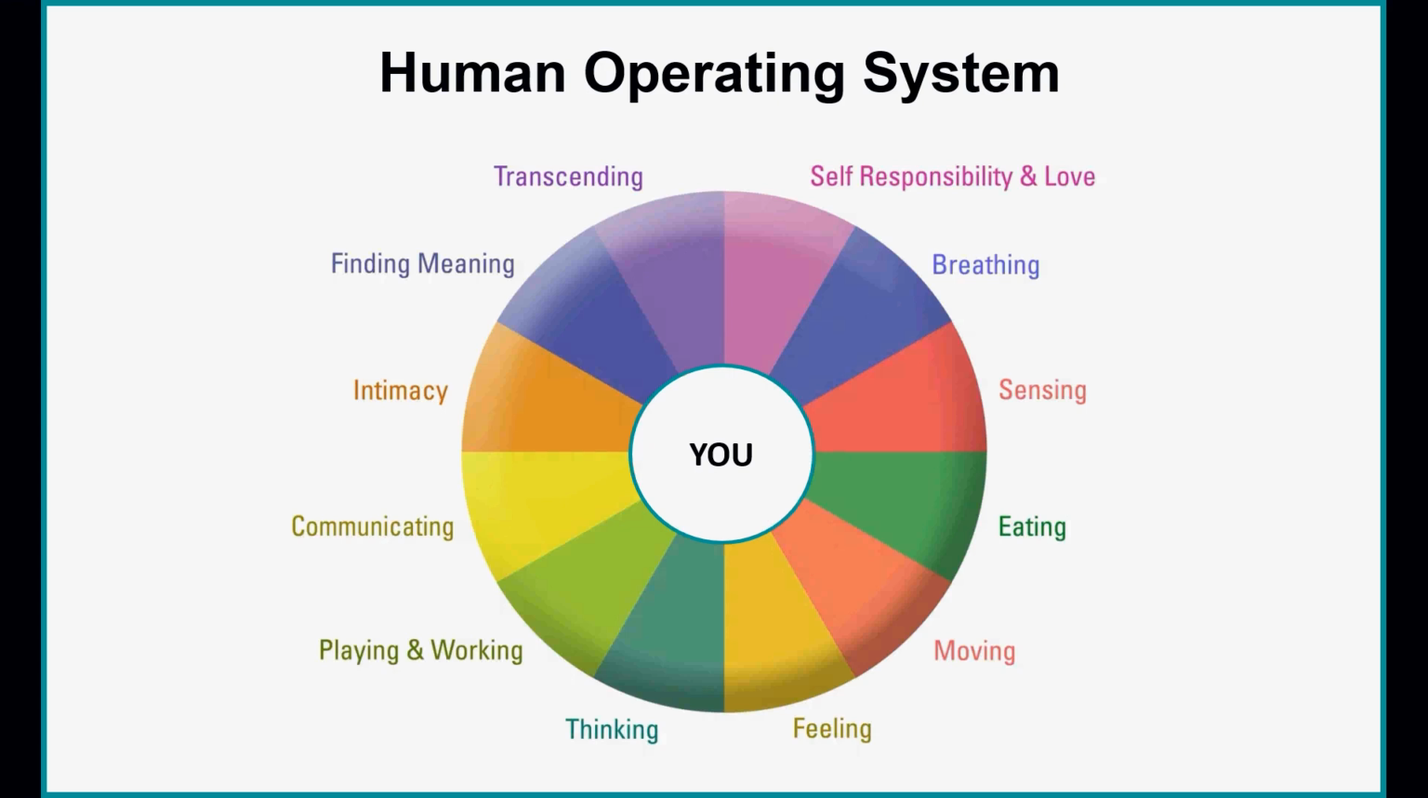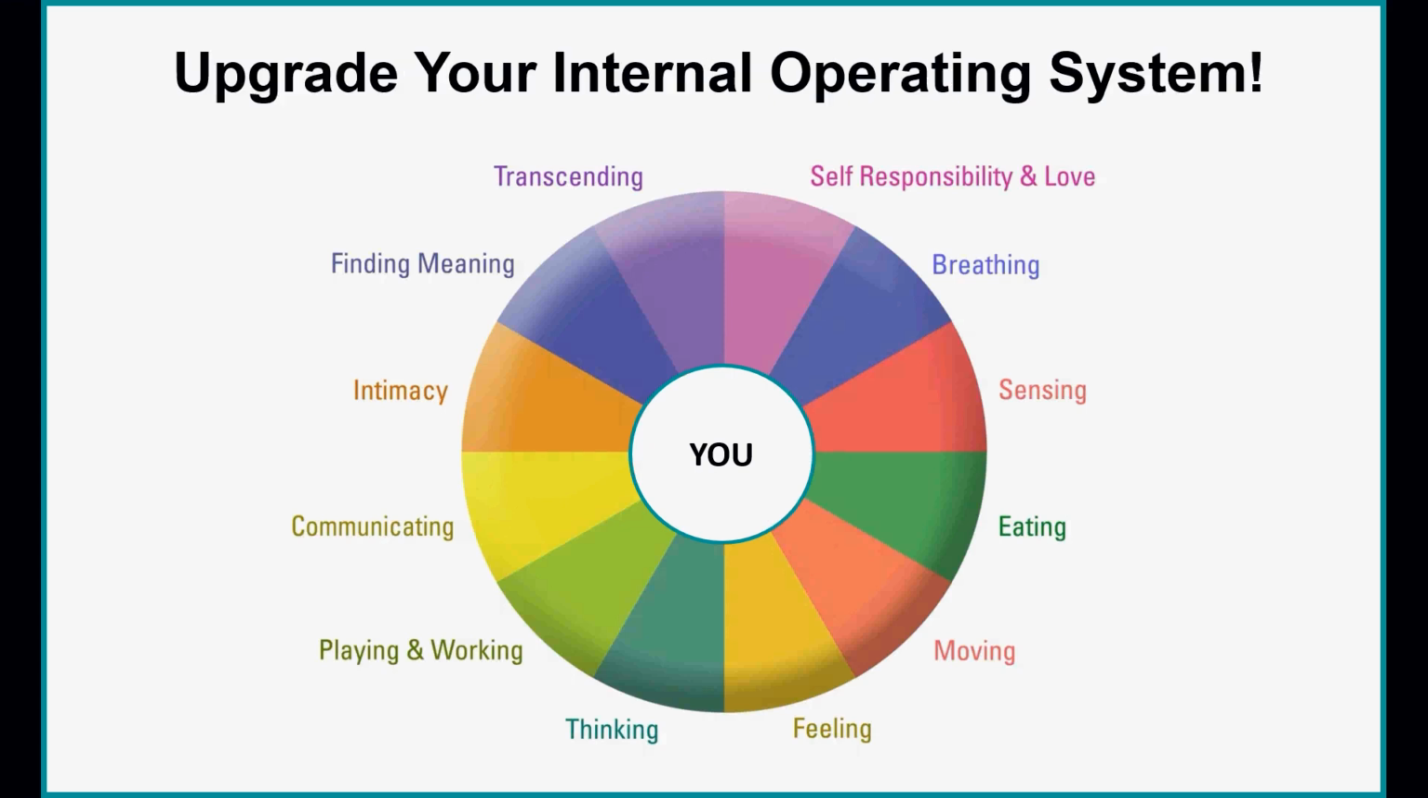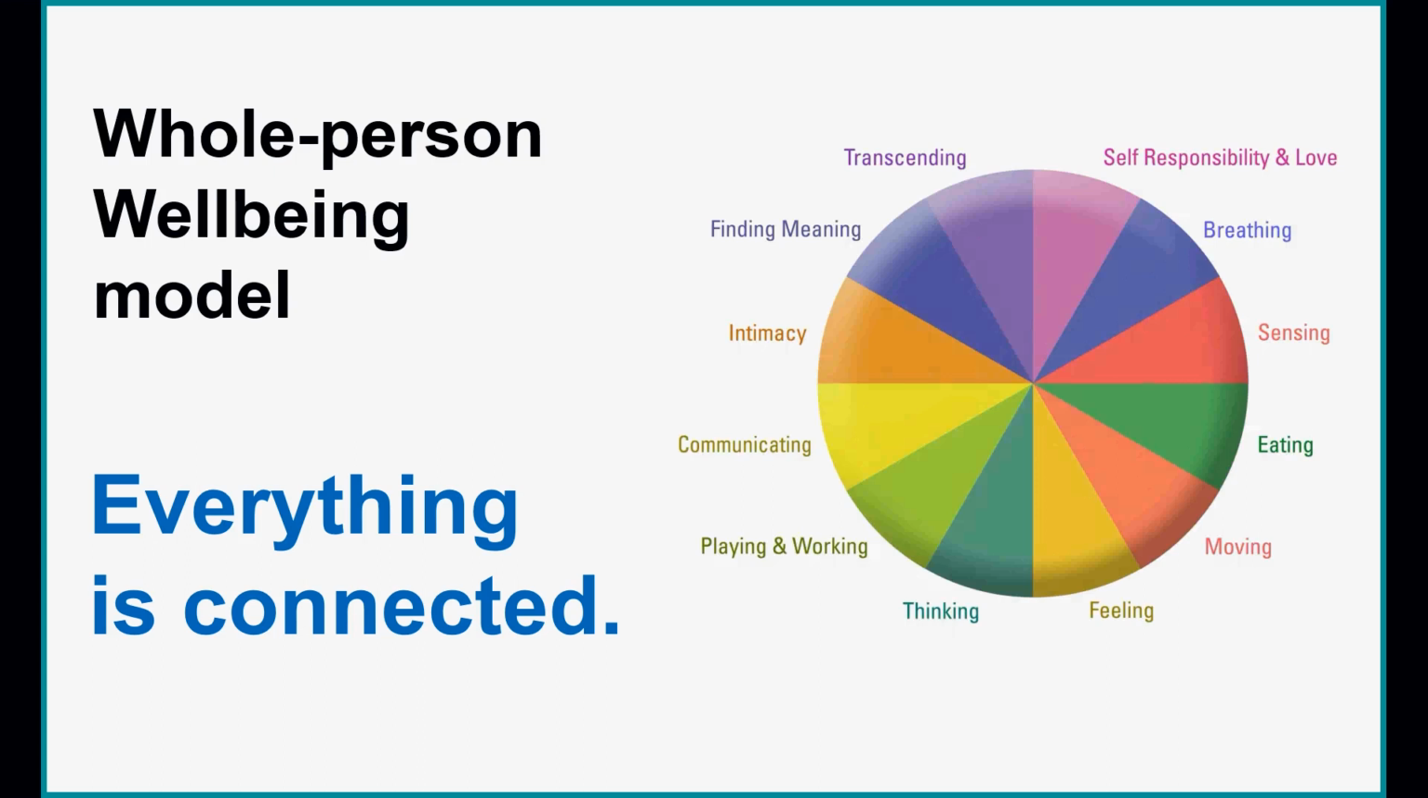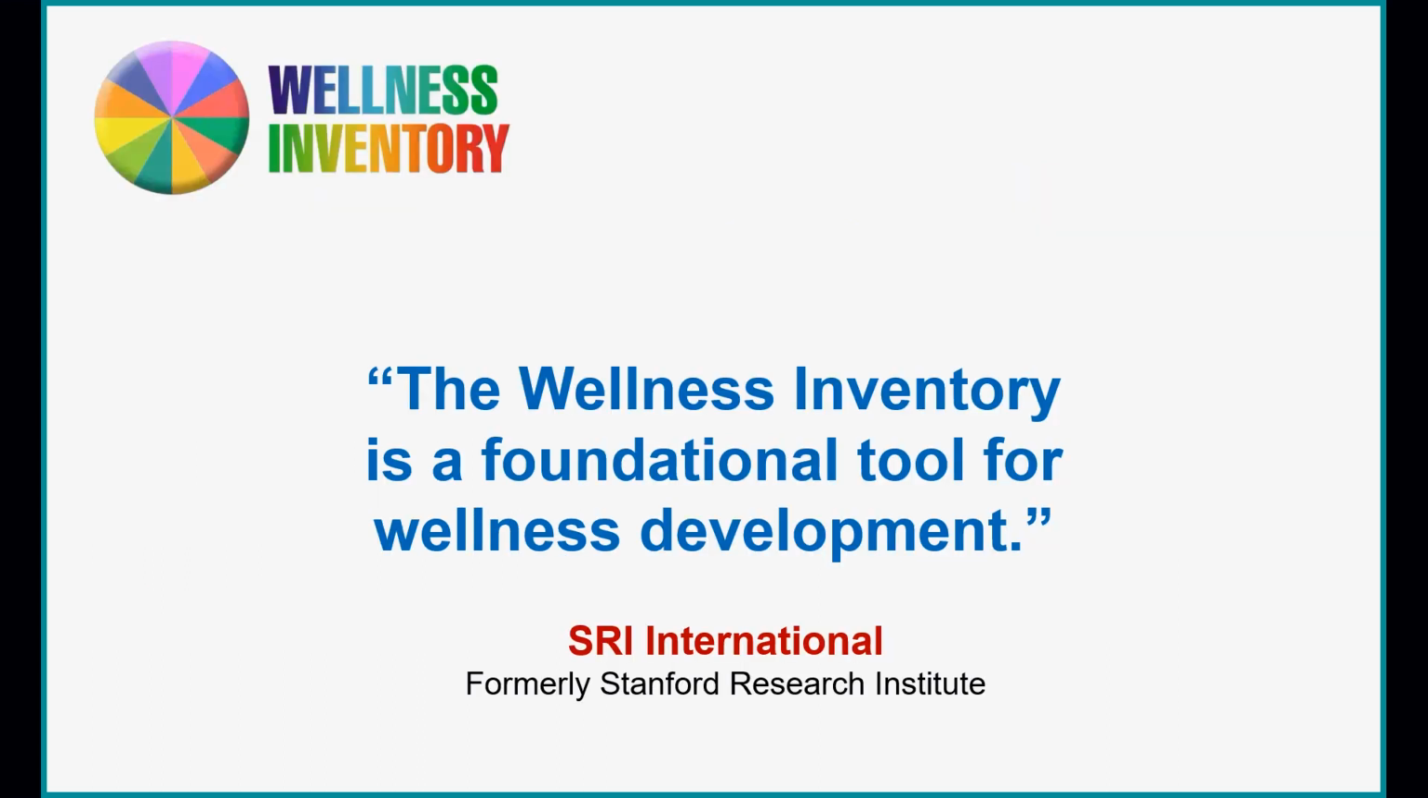But this gives us a much more beautiful and complex view of just really the beauty of how we operate as whole human beings. So just like you would upgrade your iPhone if you were getting a prompt and knew that some of your apps weren't working really well, in the same way we can upgrade our internal operating system. We can maximize our own potential to function effectively and to be able to live fully. So in our whole person model, everything is connected.